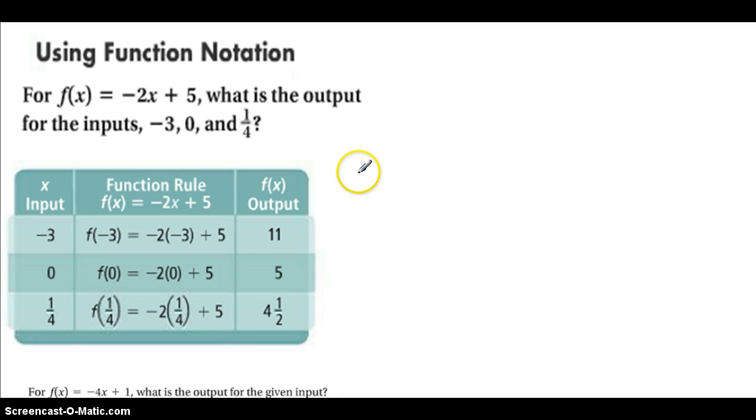Let's take a look at using function notation. f of x equals negative 2x plus 5. What is the output for these inputs of negative 3, 0, and 1/4? Negative 3, 0, and 1/4. Here is your function rule, in other words, the equation. And then again, here are your outputs.